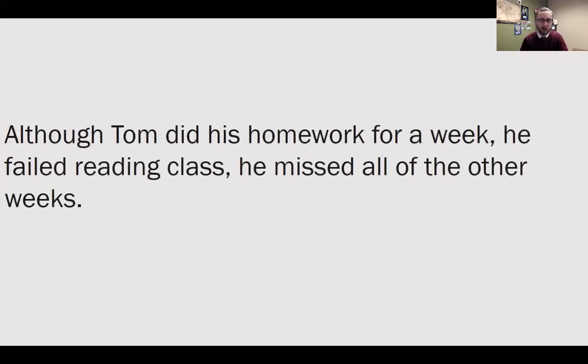Although Tom did his homework for a week, he failed reading class. He missed all of the other weeks. What's going on here? Fragment or run-on? I mean, it's obvious. This is a run-on. This is so obviously a run-on. You have three sentences just kind of lumped together into one mega sentence. It's gross. Please don't do that.